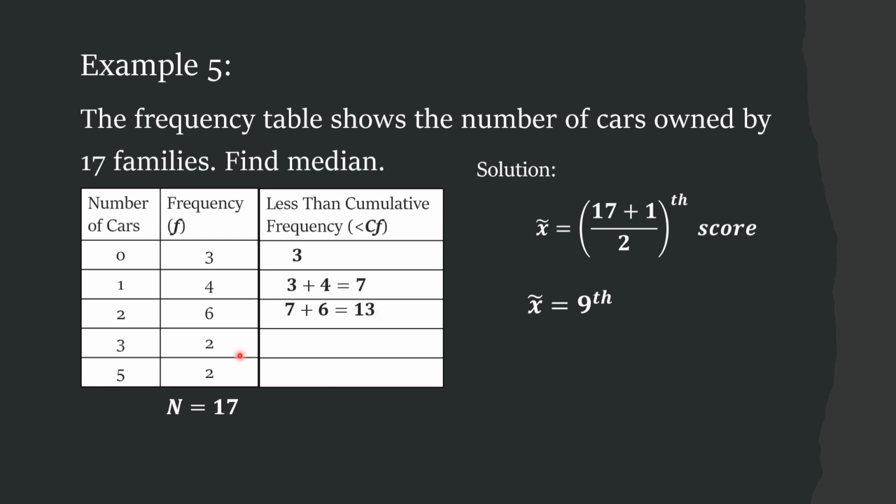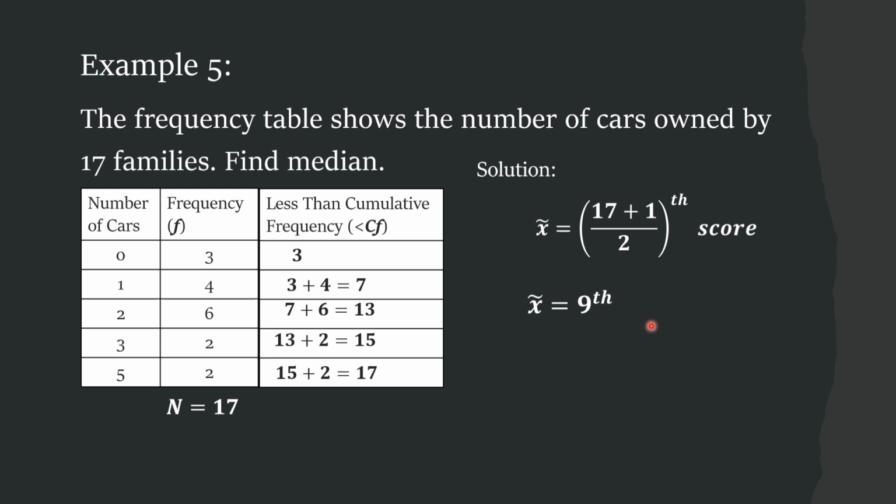Then 13 plus 2 is 15. 15 means there are 15 families that have 3 cars, 2 cars, 1 car, or no car at all. And 15 plus 2 is 17. This means that there are 17 families that have equal to 5 cars or less than 5.